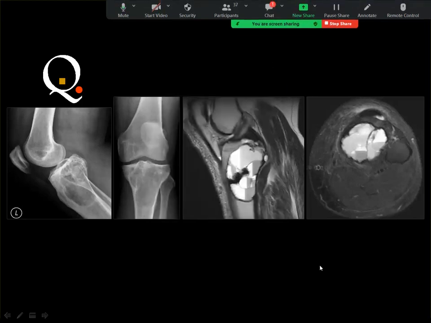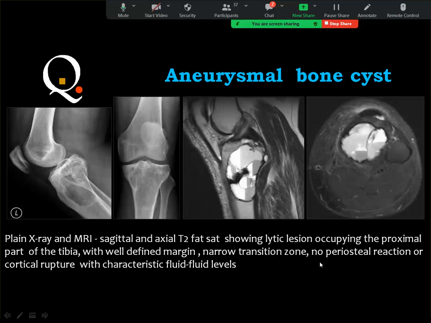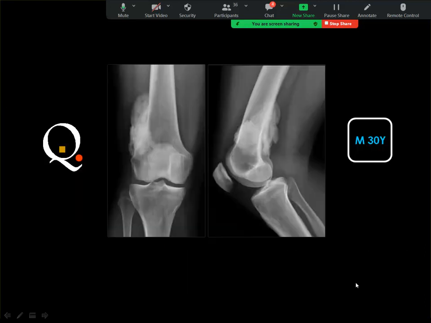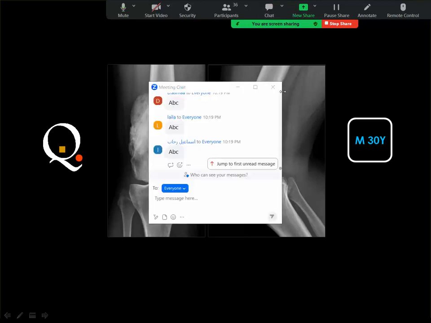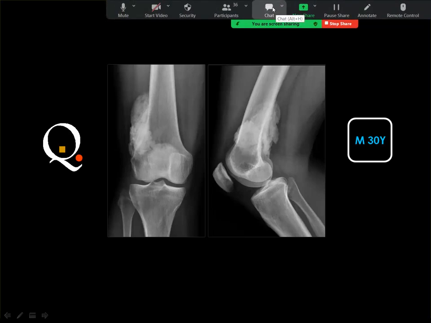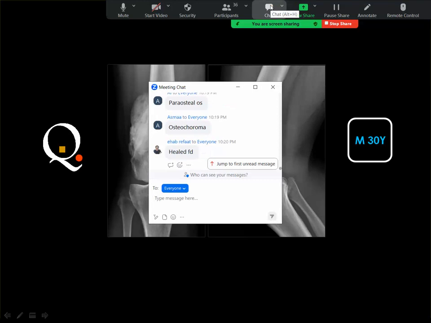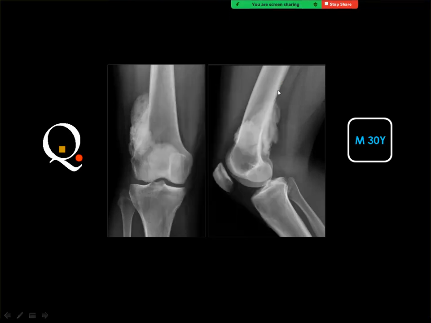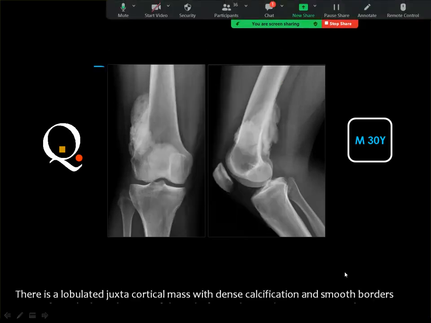Yes, and this is a classic appearance of aneurysmal bone cyst with multiple fluid levels. Next case is a male patient, 30 years old, with a mass in the distal part of the thigh. Yes, parosteal osteosarcoma, you are right. This is the right answer.